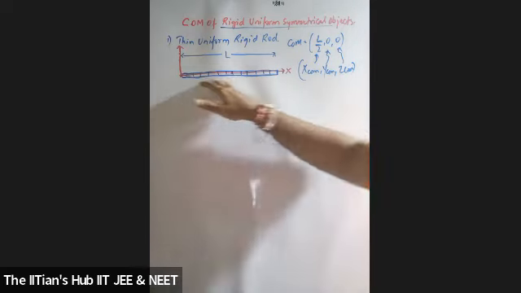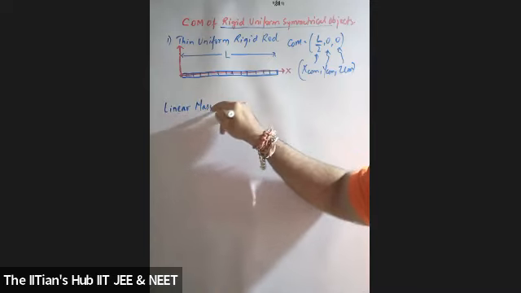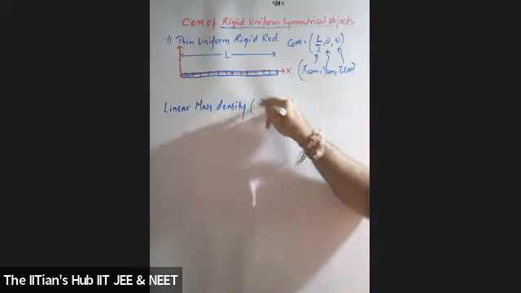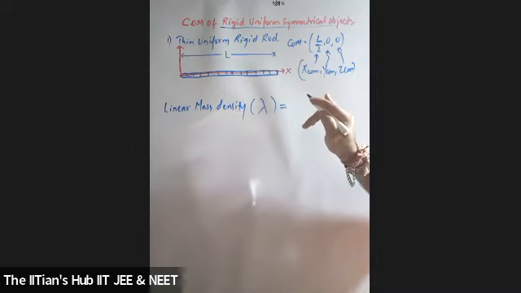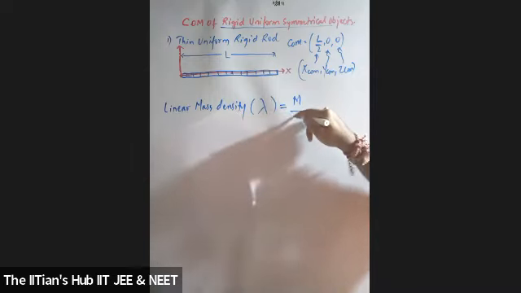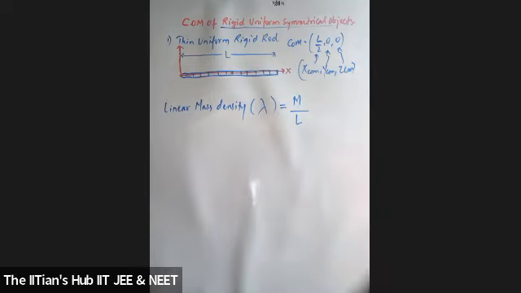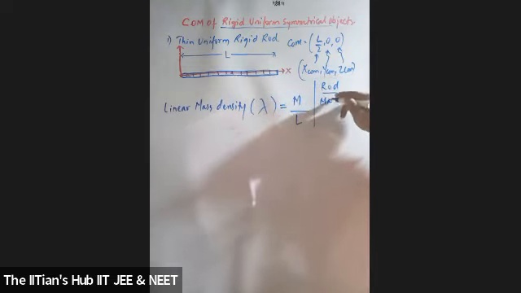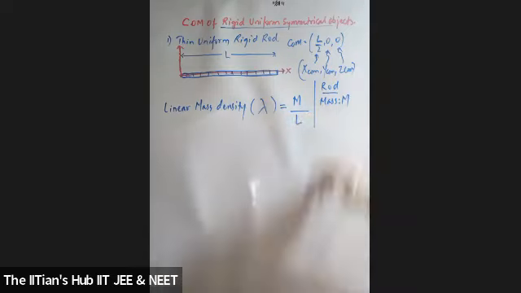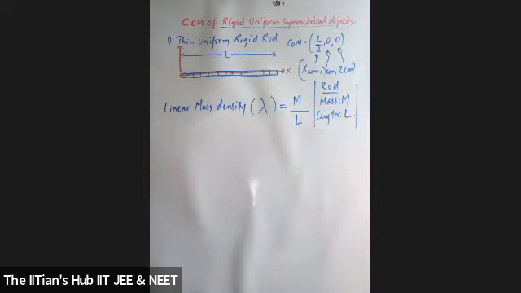Here the mass is distributed along the length, and that is called, students, listen carefully, linear mass density. Linear mass density is denoted by the variable lambda. Linear mass density is actually the ratio of mass per unit length. Let us say that the entire rod has a mass capital M. The rod has length capital L. So mass per unit length is M/L.